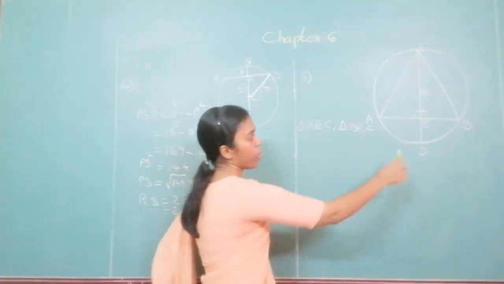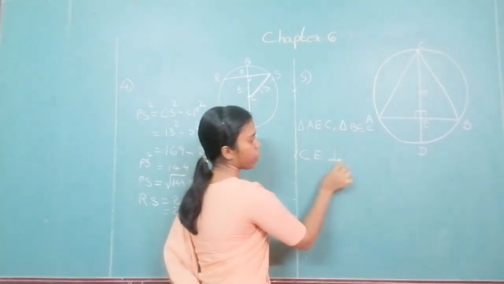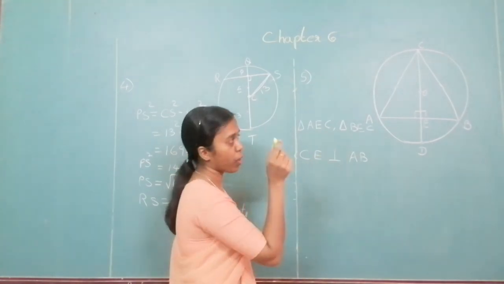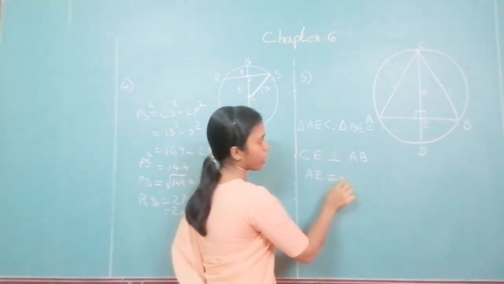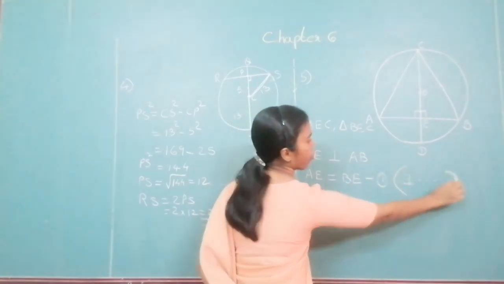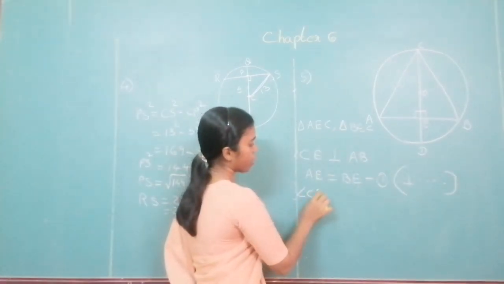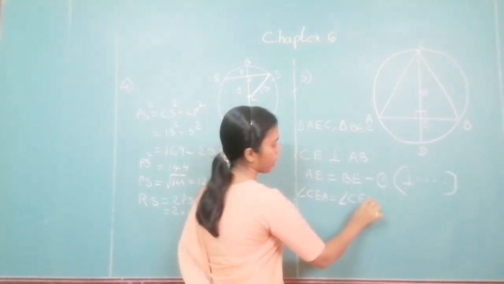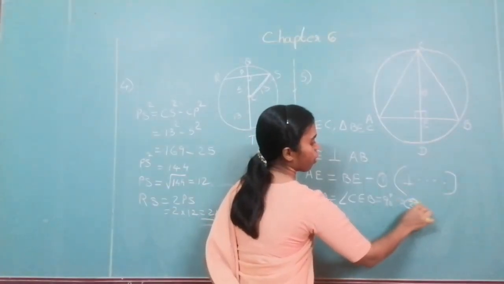Now, you are told that this is a perpendicular. Okay, so you have CE perpendicular to AB. Since it is perpendicular, you know that the perpendicular drawn from the center bisects the chord. So you can write that AE is equal to BE. What is the reason? Perpendicular drawn from the center bisects the chord. You also have that angle CEA is equal to angle CEB is equal to 90 degree. It is given to you.